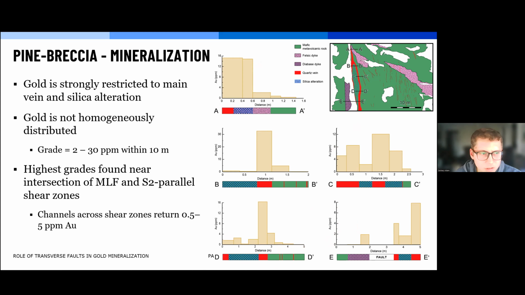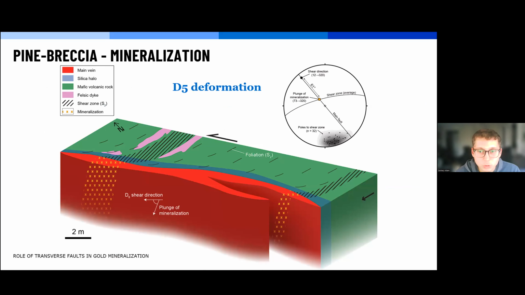So it turns out that the highest grades of gold are found near the intersection of the Maskinonge Lake Fault and these east-northeast S2 parallel shear zones. Channel samples across these shear zones tend to return anywhere from 0.5 to 5 ppm of gold, which isn't very high, but it does suggest that these east-northeast striking shear zones might be a secondary structural control on gold enrichment. So this is a conceptual model that predicts the location and plunge of high-grade ore zones within the main vein, which again forms sin D5.